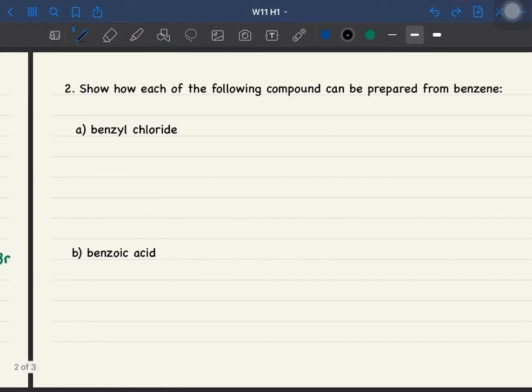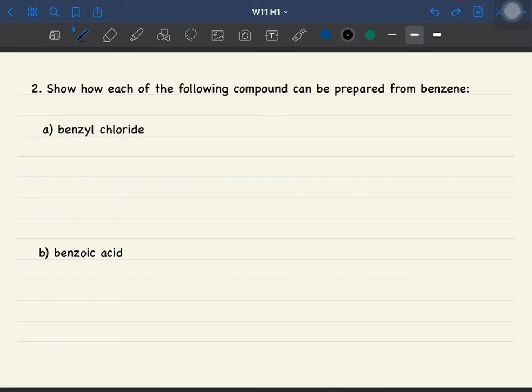Moving on to the second question, where you need to show how each of the following compounds can be prepared from benzene. For A, we have benzyl chloride. So we first draw the benzene structure. Our benzene is a cyclic compound with 6 carbons together with 3 double bonds. And then we're going to form this benzyl chloride. We have already learned about benzyl as a substituent. Benzyl means we have benzene and an additional carbon here. When we have benzyl chloride, at this carbon we're going to have chlorine attached to it.